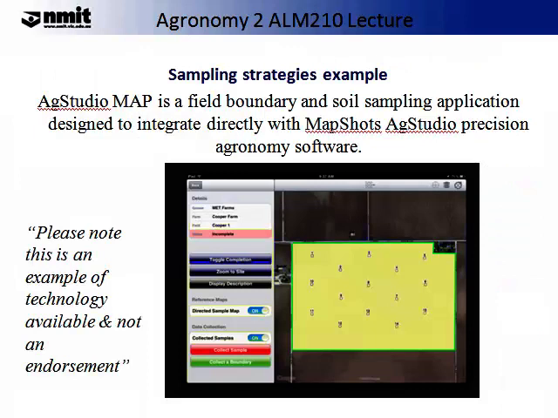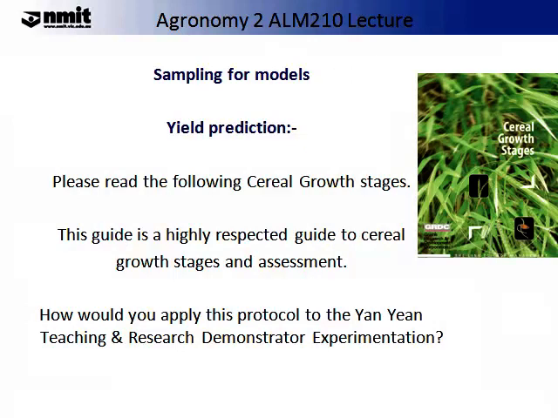I have included a commercial example of software that helps you with sample strategies. This is AgroStudio Map, and it is a field boundary and soil sampling application designed to integrate directly with MapShoot's AgroStudio Precision Agronomy software. Please note this is an example of the technology available and not necessarily an endorsement of this product. One of the exercises we are going to complete in this subject is to learn how to sample for modelling. This is important in yield prediction.